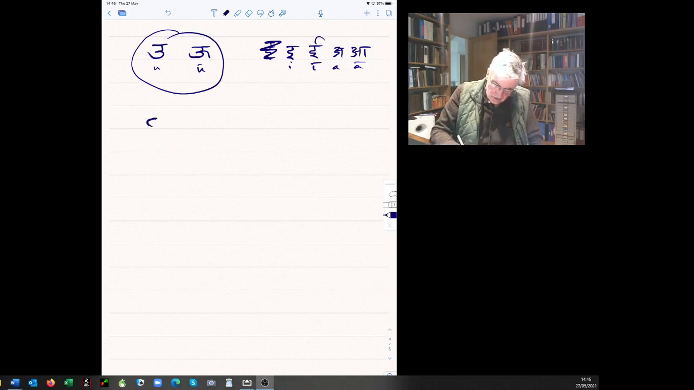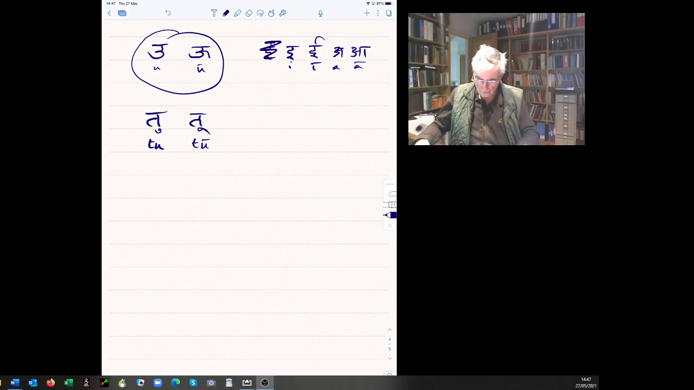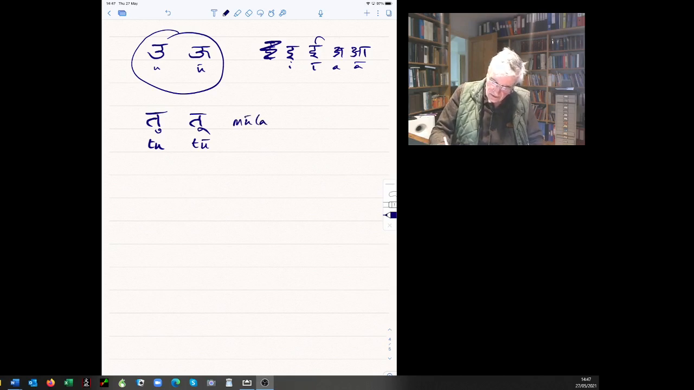So this is ta. Now to write tu, this little shape down at the bottom. This is a tu. And to write tū, similar kind of shape, but turned the other way around. And that's a tū. So mūla, meaning root. Mūla. Written like this. M, mū, mūla.